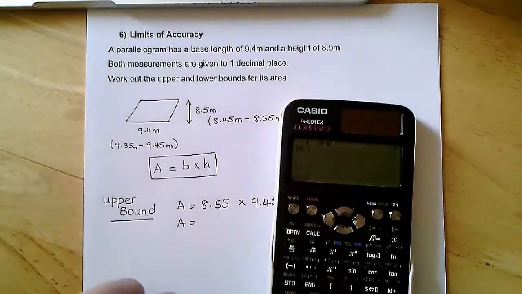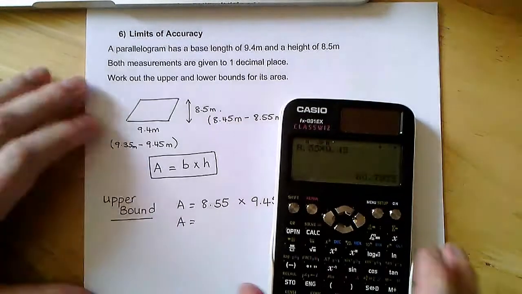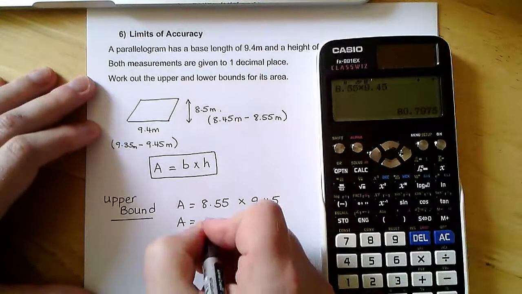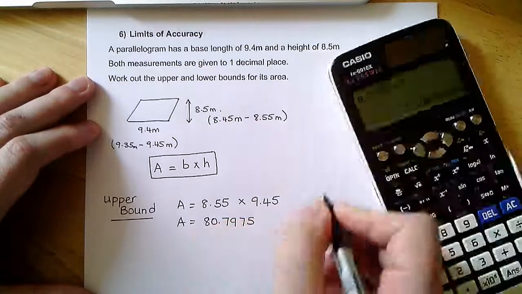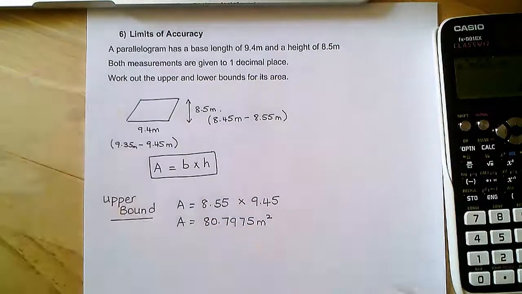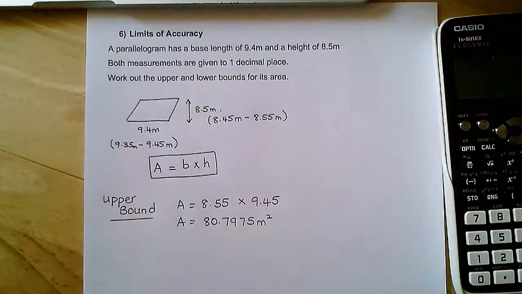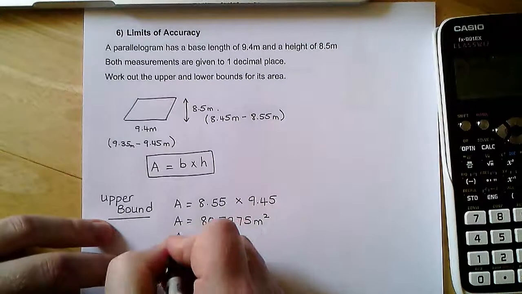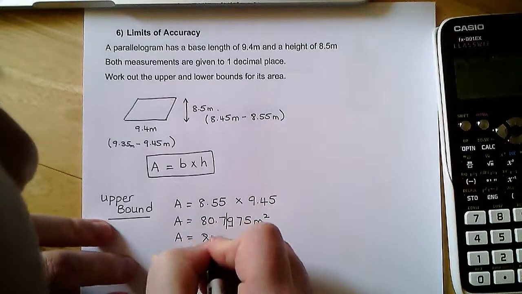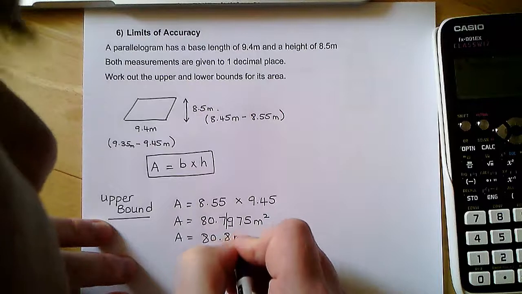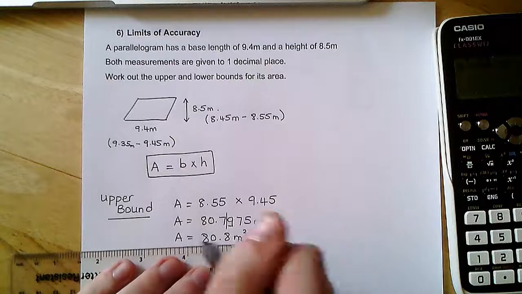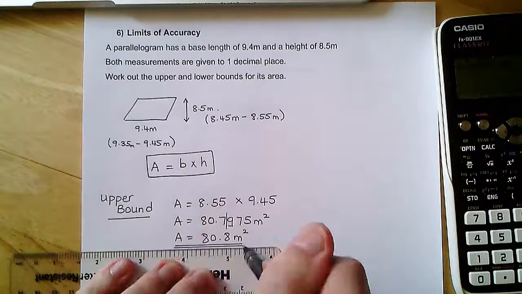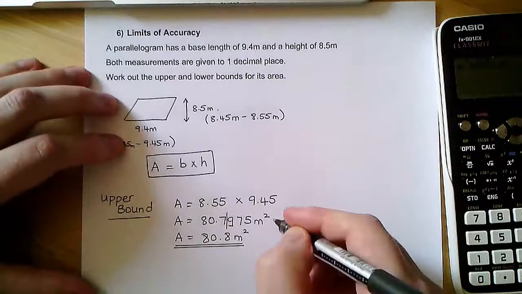Okay, let's calculate 8.55 times 9.45. You should get 80.7975 square meters. And that to three significant figures is 80.8 square meters. Either of these answers would be fine.